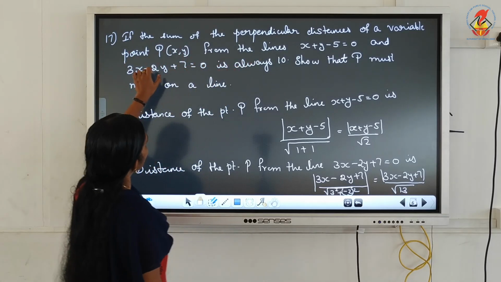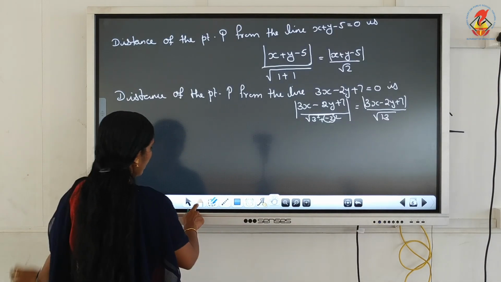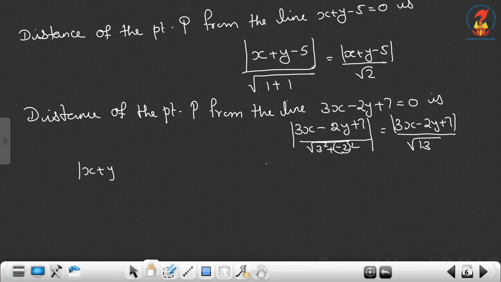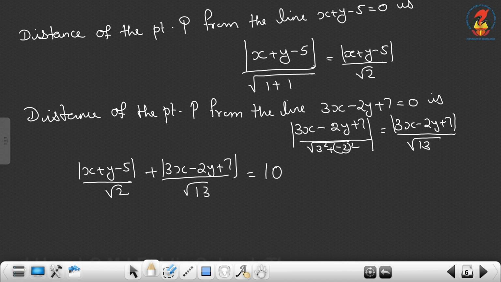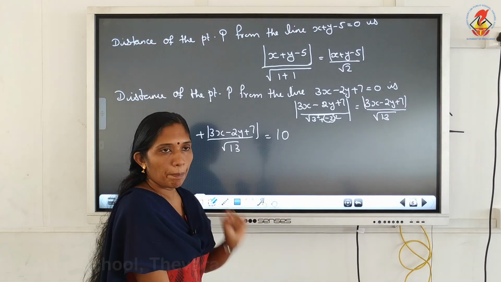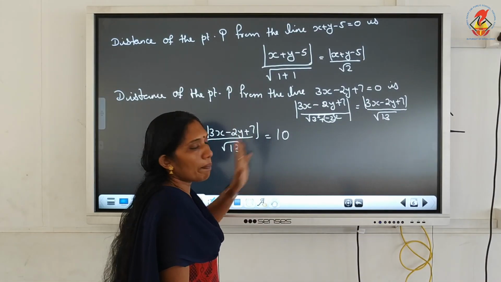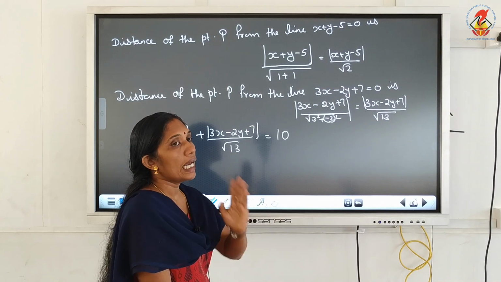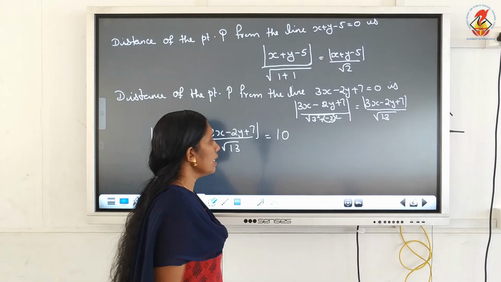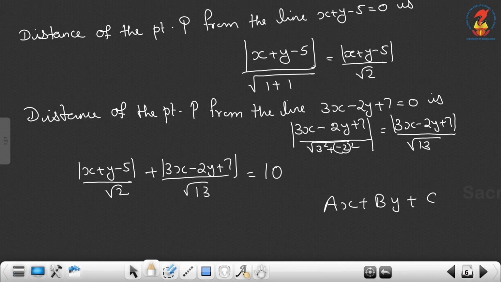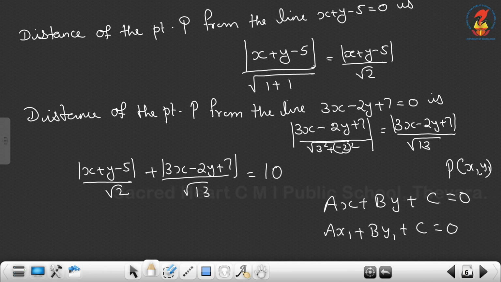The sum of these distances is always 10. So you have to add. That is modulus x plus y minus 5 by root 2 plus 3x minus 2y plus 7 by root 13 is equal to 10. Okay, this xy, that is the point P, does it represent the equation of a line? What is the equation of a line? Ax plus by plus c is equal to 0. If P is the point x1, y1, and in the place of x, if it is ax1 plus by1 plus c is equal to 0, then we can say that this P is on this line. Isn't it? P is on this line.